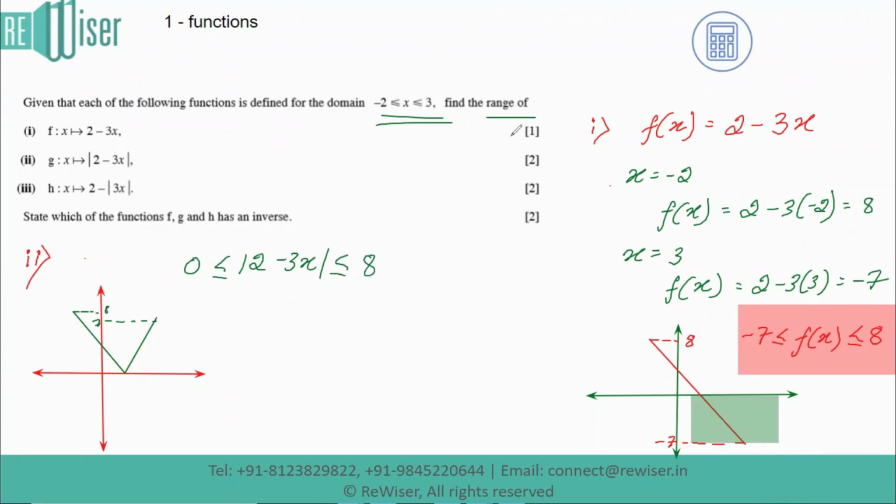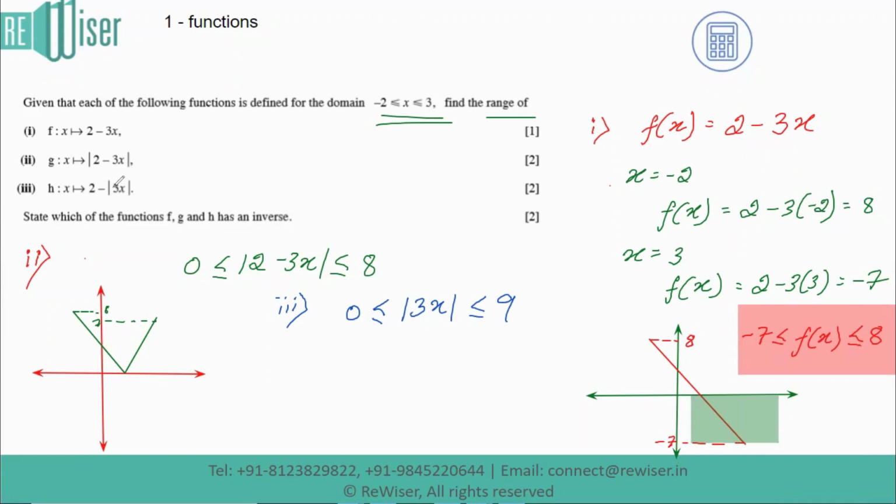And next, if I talk about part 3, whenever I talk about mod of 3x in this domain, the lowest value would be 0 itself. So when x is 0, it would be 0. But the highest value is when x is 3, where you can get positive 9. And when x is minus 2, it would be the absolute value of 3 times minus 2, which is negative 6. The absolute value of negative 6 is positive 6, but positive 6 lies in this range. So that's why I have written 0 to 9.